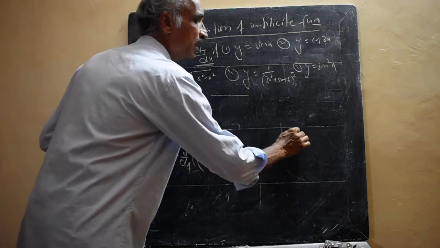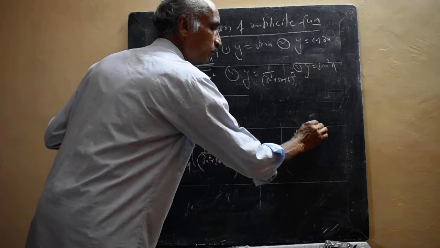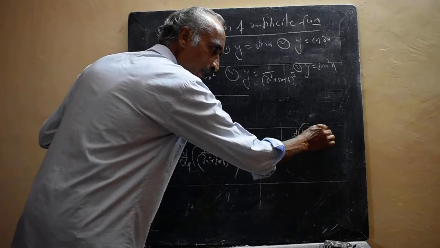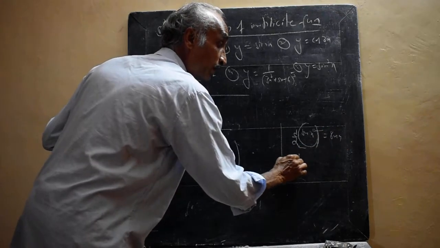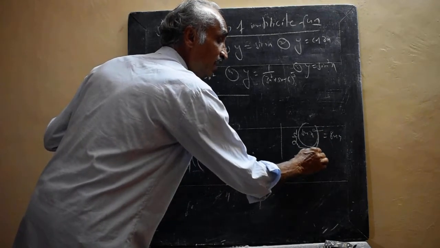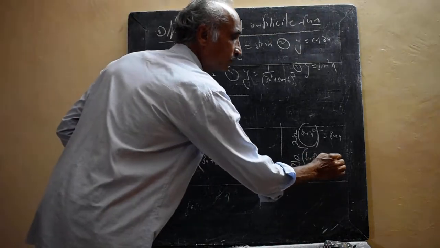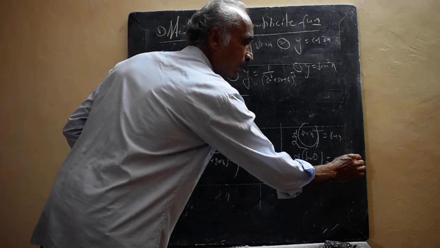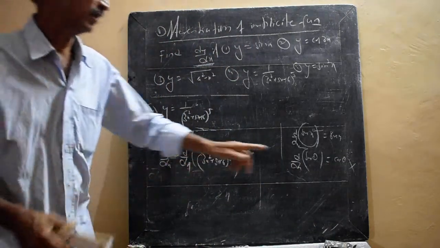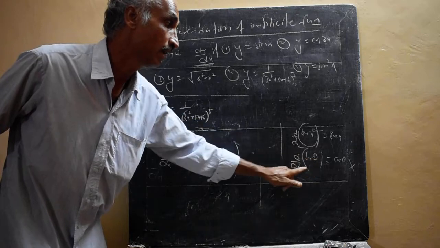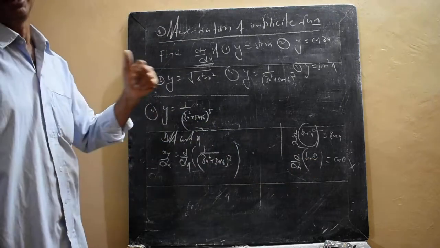Okay, d by dx of sin x means the variables should be matching, x and x. Then only it is cos x. Suppose d by dx of sin theta is there, here x, here theta. Saying it equals cos theta is the wrong answer. If there is a function of one variable and you are differentiating with respect to another variable, what to do? That comes at a later stage.